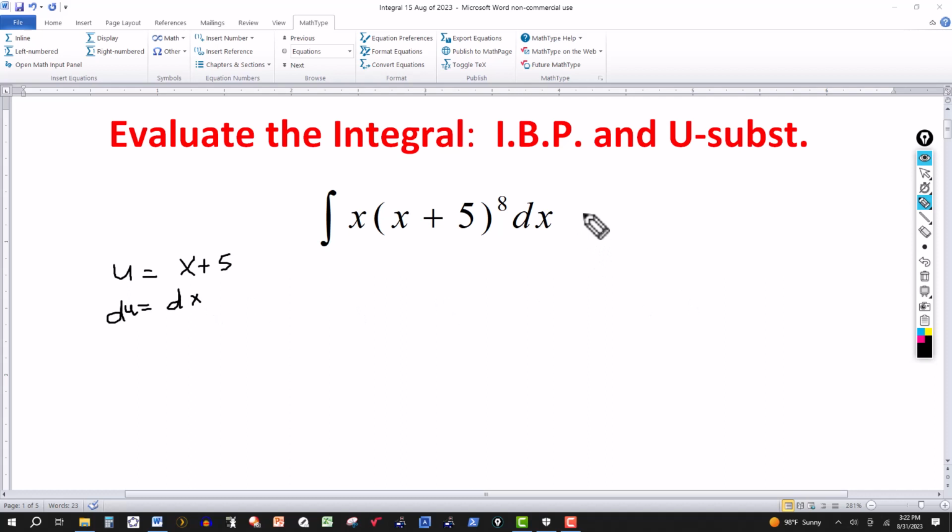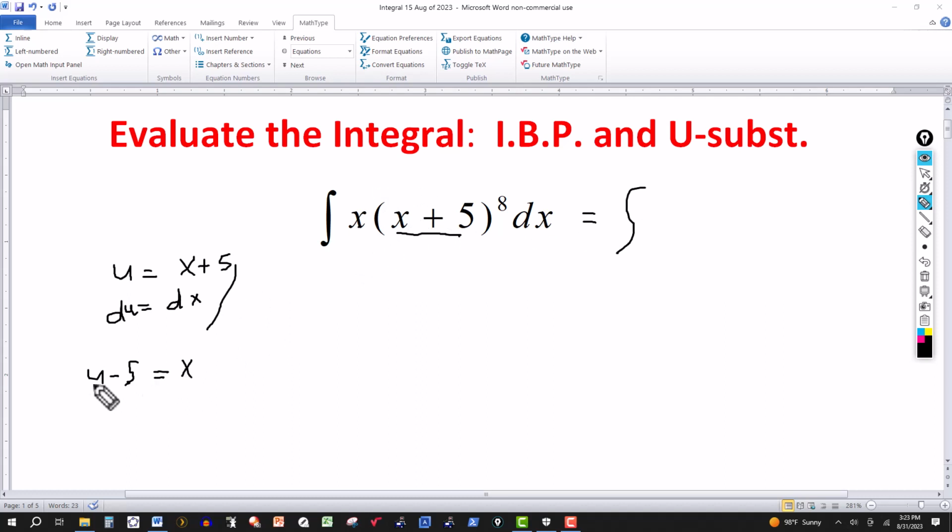So I come back over here then. This part here, x plus 5, that'll be the u. Now I need a substitution for x. From this right there, I can solve for x. If I bring the 5 over to the left side, x will equal u minus 5. Now I can substitute and convert this to an integral involving the variable u.